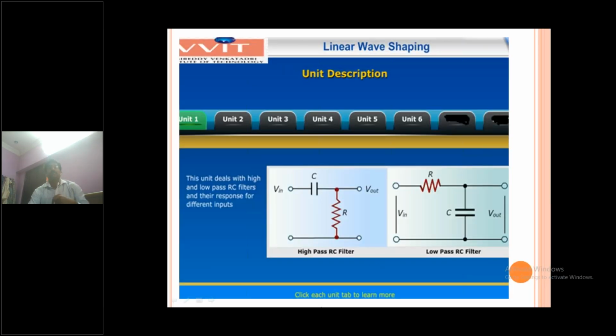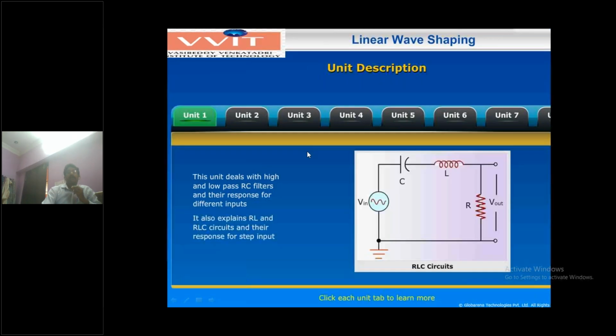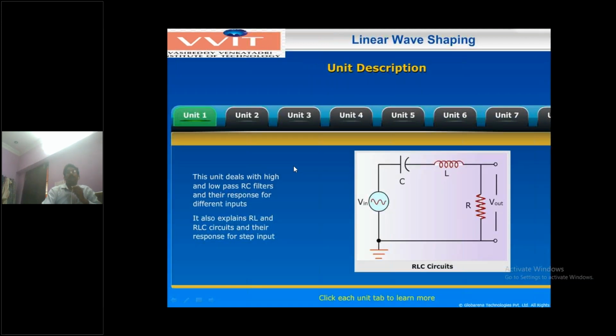In the first unit, the main circuits you use are RC circuits. Here you use either high pass RC circuits or low pass RC circuits, and I will explain why you use them. Similarly, RLC circuits are also used. These circuits are applied to different inputs, and we will see what those different inputs are.